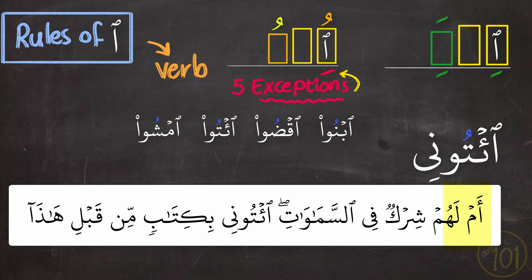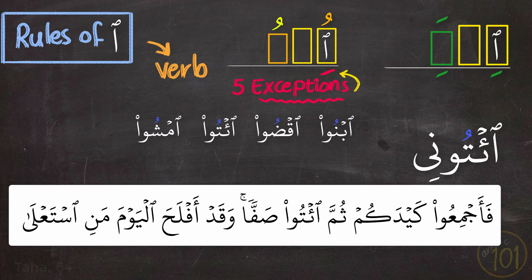أم لهم شرك في السماوات إيتوني بكتاب من قبل هذا. We pronounced hamzat al-wasl with kasra as we just explained, but then we turned hamzat al-qata' into ya, which is done to lighten the pronunciation. Another example: فأجمعوا كيدكم ثم أتوا صفا.